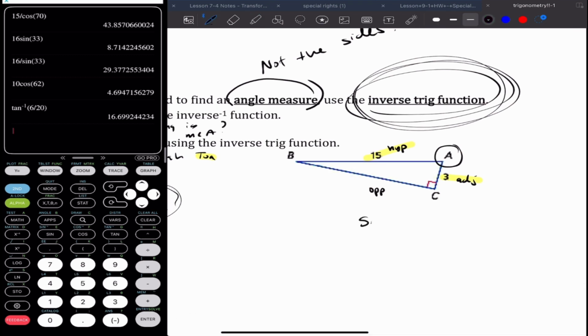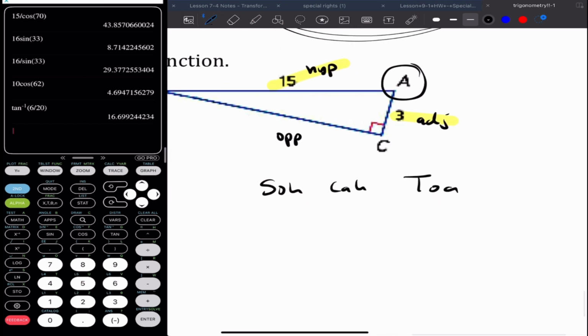I love to write SOHCAHTOA. That's going to help us. What are we going to be using? I have adjacent over hypotenuse. That's CAH. I'm dealing with the cosine function. So you have cosine of A is equal to adjacent over hypotenuse, 3/15. Okay?